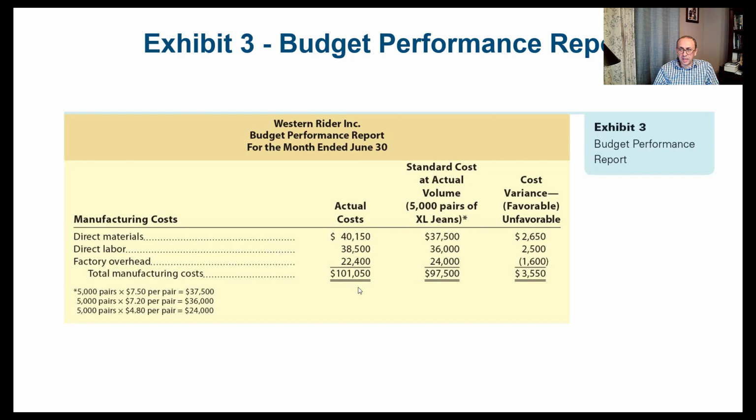So if we add the total, the actual cost was $101.50. For the standard cost, the total should have been $97,500. So we have a total unfavorable situation of $35.50. Keep in mind how we got these numbers here. This was based on the actual production of 5,000 pairs and the standard cost and rate per pair for material, labor, and overhead. So this is how we got these numbers.